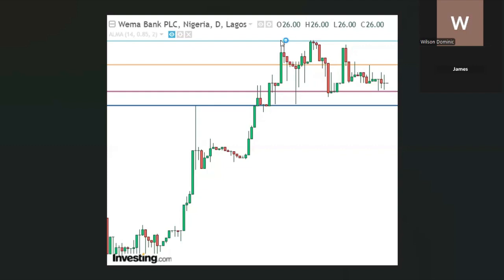You can see this place. Are you following me now? Yeah, I'm following. You can see this place now is the same level as this place. So now the psychology of people is that this is another resistance level, so people will be more skeptical or risk averse. People will not want to put money in the market like that.